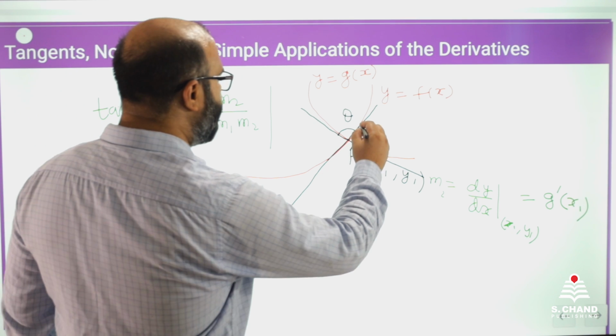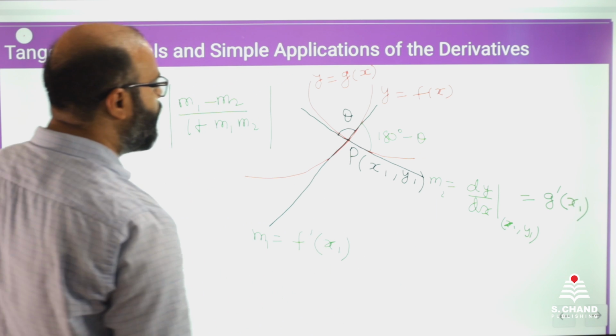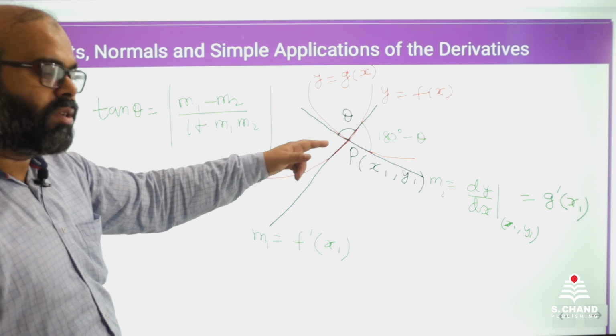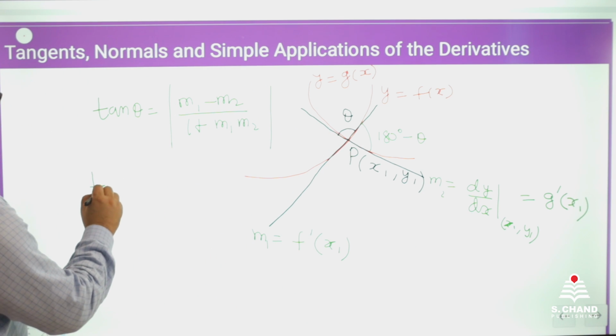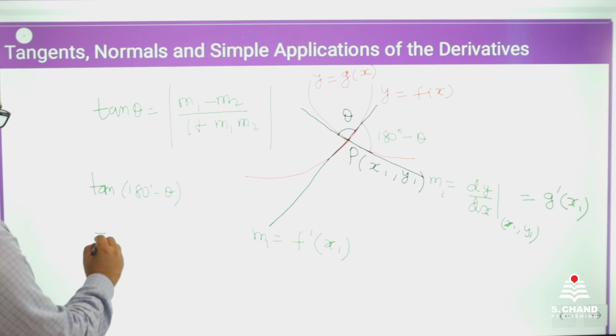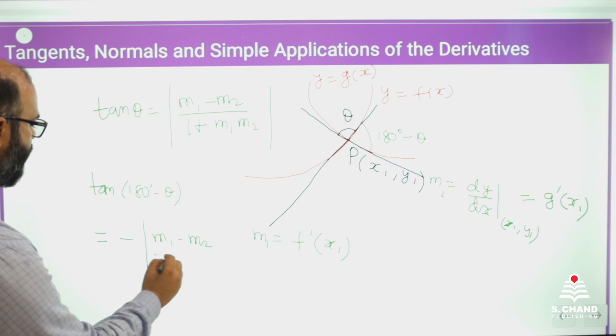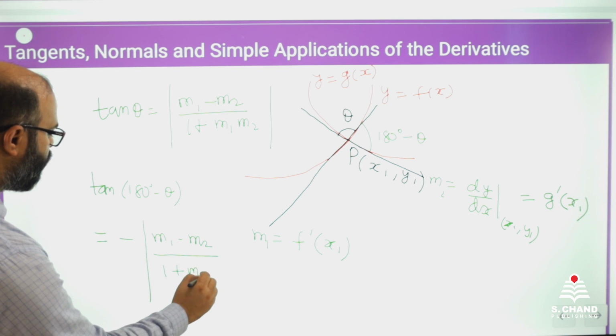Now another angle will be obviously 180 degree minus theta, which will be obtuse if this is acute. So in that case, tan of 180 degree minus theta would be negative of tan theta, which will be minus of mod of m1 minus m2 by 1 plus m1 m2.